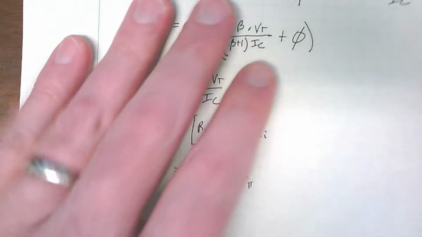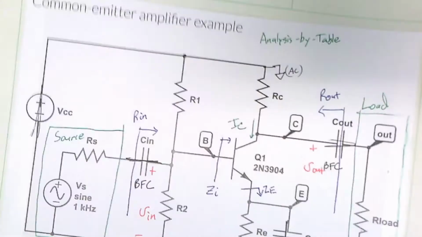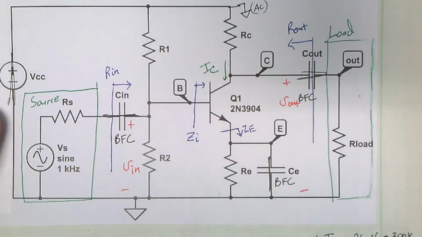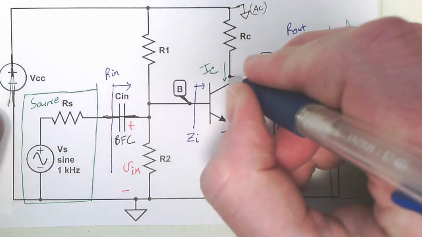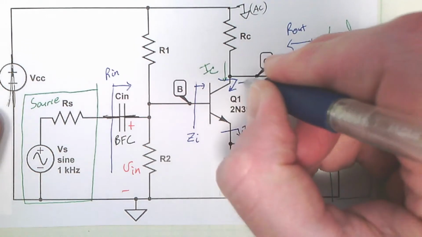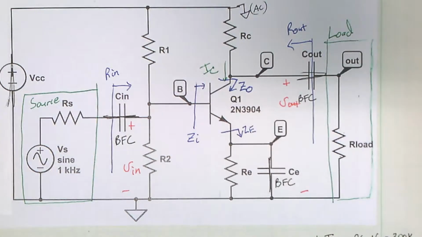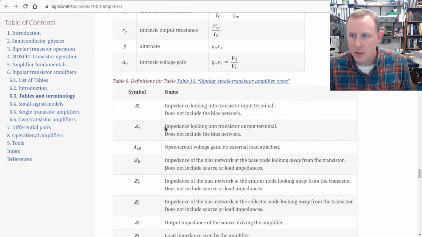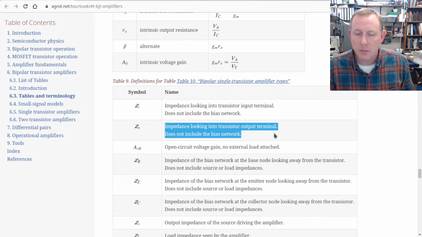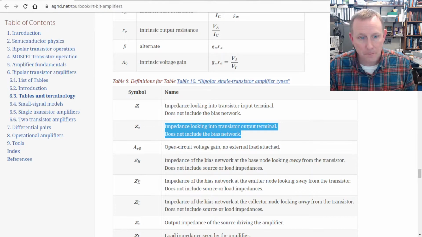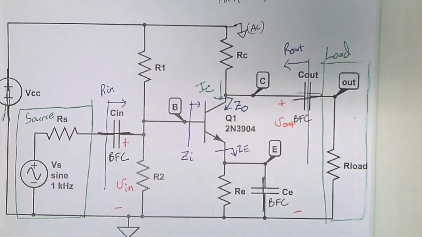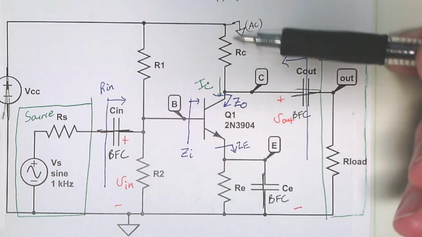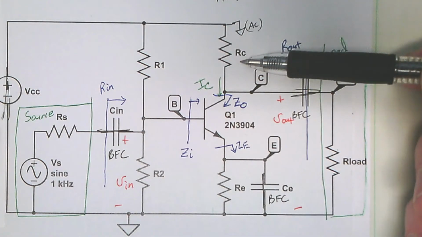Okay, so next, let's look at R out. R out. Okay. Here is this. I need a new definition. I'm going to draw this right here carefully. This is ZO. Table. ZO, the impedance into the transistor output terminal, but does not include the bias network. When I say bias network, what I'm talking about is this. Any of the other stuff outside of the transistor itself. Right now it's only RC.